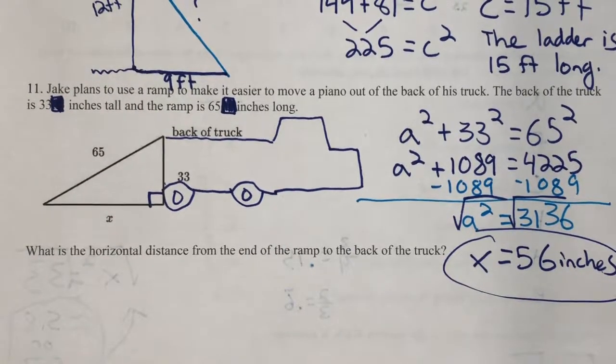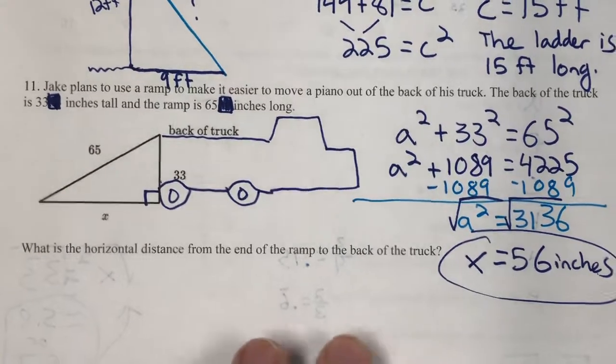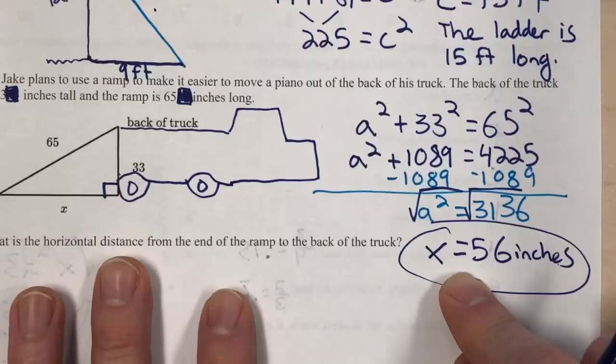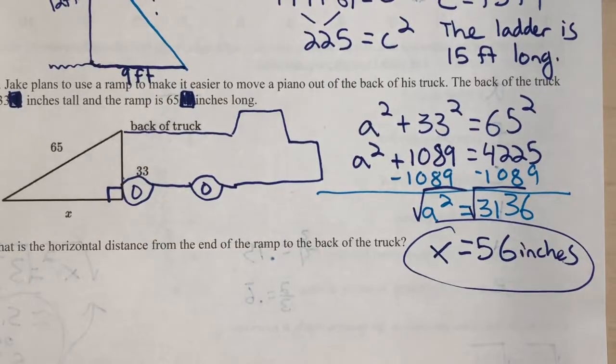So if I said the whole thing, I would say the horizontal distance from the end of the ramp to the back of the truck is 56 inches. That's what you would say for that. Make sure you do have drawings for all of these, and make sure you have your work shown, because that's what I want to see.